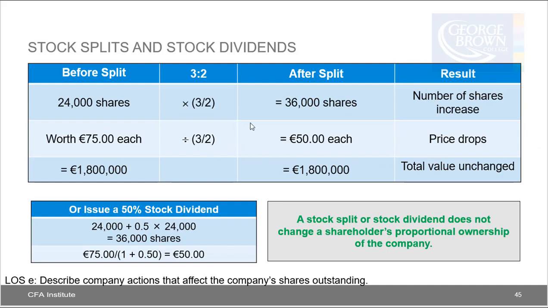Now over here, if we look at the company could also issue a 50% stock dividend, and you can see that would result in 36,000 shares outstanding, and again the price afterwards is going to be 50 euros. So I put here in bold green, a stock split or stock dividend does not change a shareholder's proportional ownership of the company. It doesn't change the value of the equity. It does change the number of shares outstanding. It does change the market price, okay?